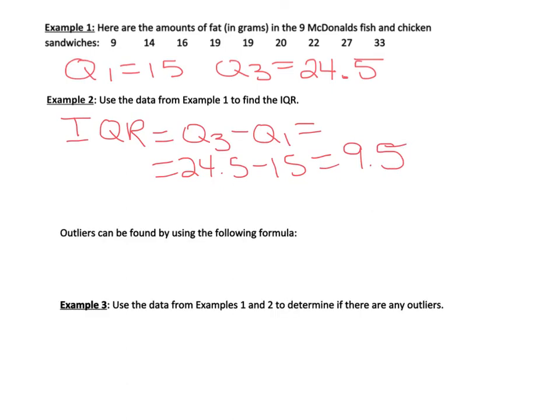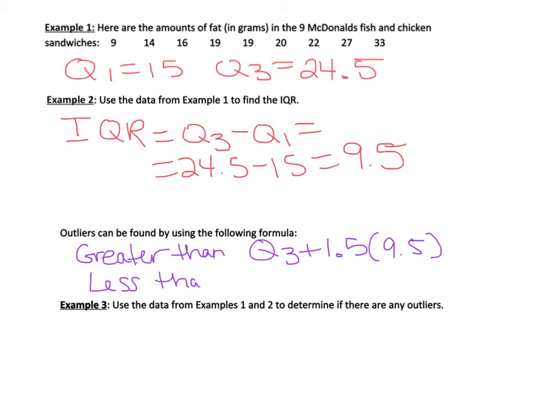Now, the hard part comes when you're actually finding outliers. So I mentioned outliers before. An outlier is a value that's far from the other values. But we actually have a way to measure whether something is an outlier or not. So an outlier is going to be any value that is greater than your Q3 plus 1.5 times the IQR, or less than Q1 minus 1.5 times the IQR. I actually filled the IQR in already, but this is our formula.